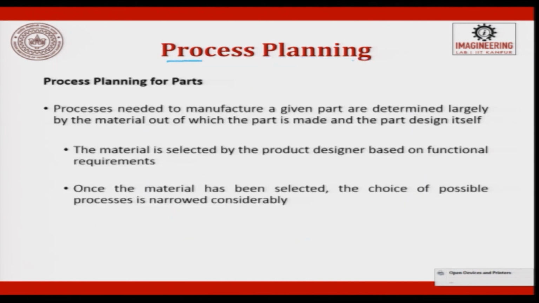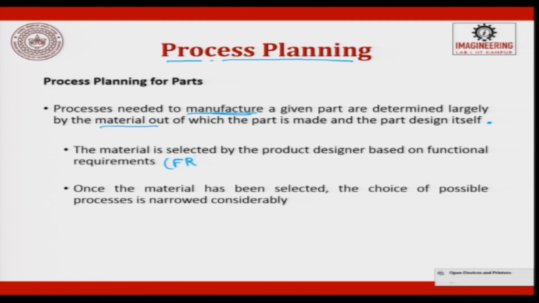So, when we talk about process plan, the process planning for a part, the processes needed to manufacture a given part are determined largely by the material out of which the part is made and the part design itself. So, here the manufacturing process is dictated by the material selection and whatever is the design drawing which is given to you. The material is selected by the product designer based on functional requirements.